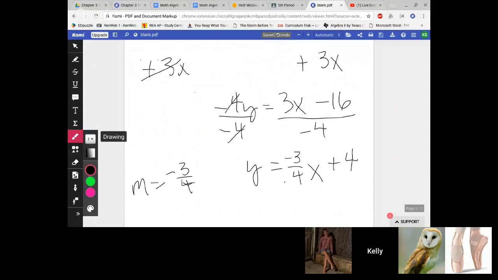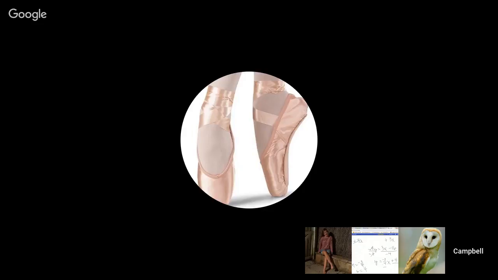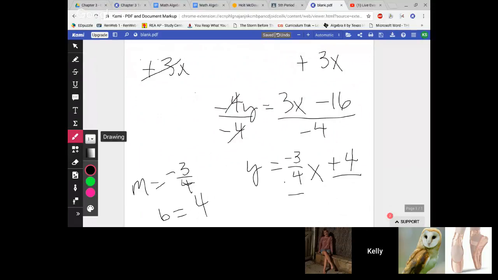And then my y-intercept is 4 because this is the y-intercept and this is the slope, the coefficient of the x. Got it. So that's how you do those. But with regard to slope, right here, it doesn't matter which one, because sometimes, like when you're graphing, that's nice.